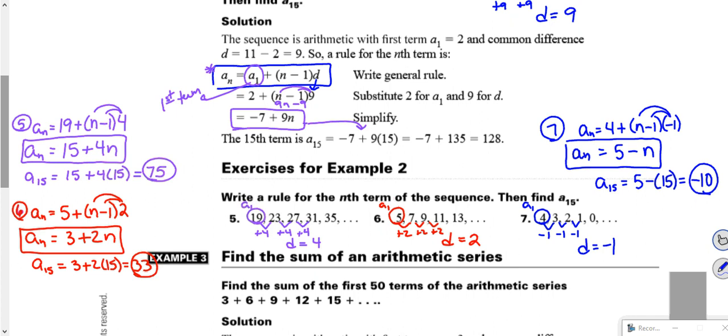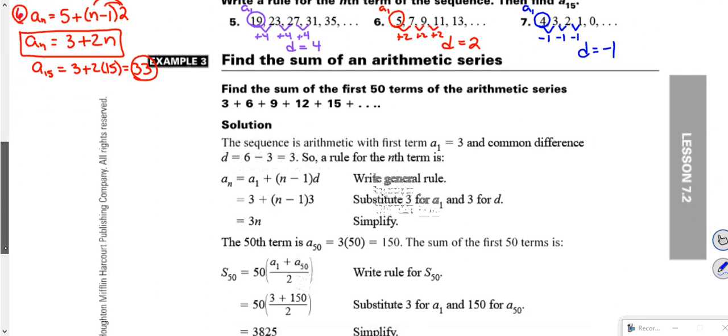Okay, now the sum. Now we're going to use that sum formula that we learned at the bottom of the vocab box here. So it says find the sum of the first 50 terms of the arithmetic series. And again, seen this time and time again on standardized tests. So first thing you have to do is know the first term and the last term. If we're trying to find the sum of the first 50 terms, I need to find the 50th term. Okay, I need to find a sub 50.